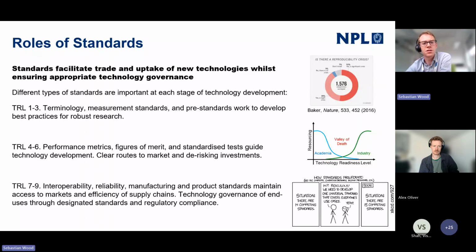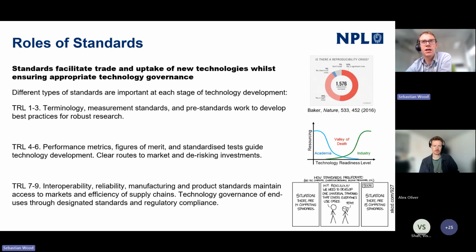The role of standards is around making sure you've got clarity in your research. So terminology, what do the words mean? How do we define the basic words and definitions that we're going to use in our research? And then measurement standards is about how you measure a thing. So once you've defined some parameter, some quantity, you then need to work out how you're going to measure it. And for example, developing best practices for research would be something that fits in here.